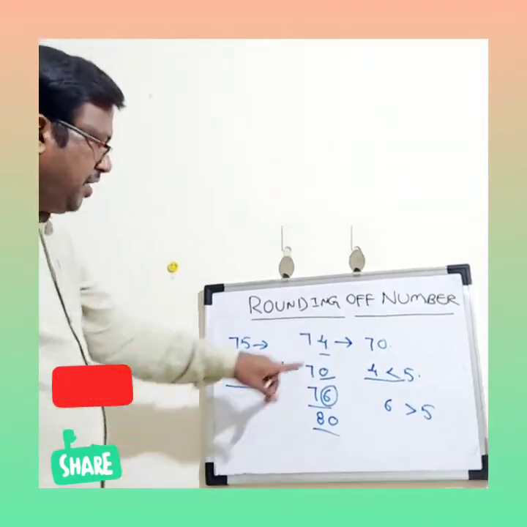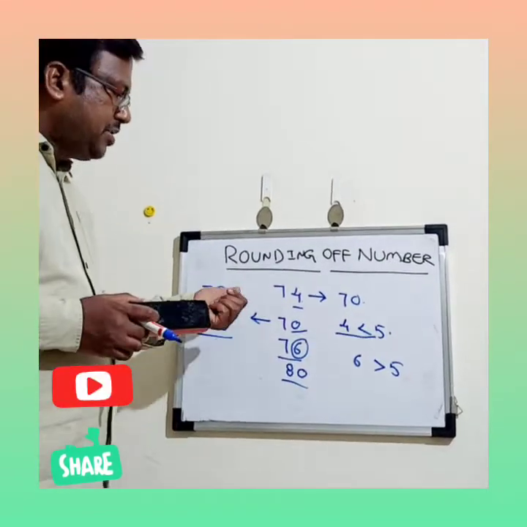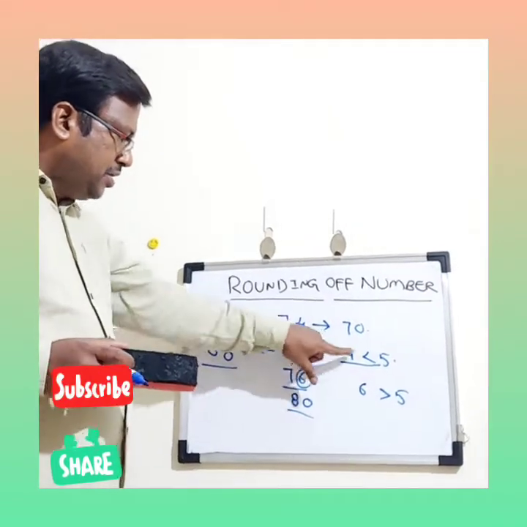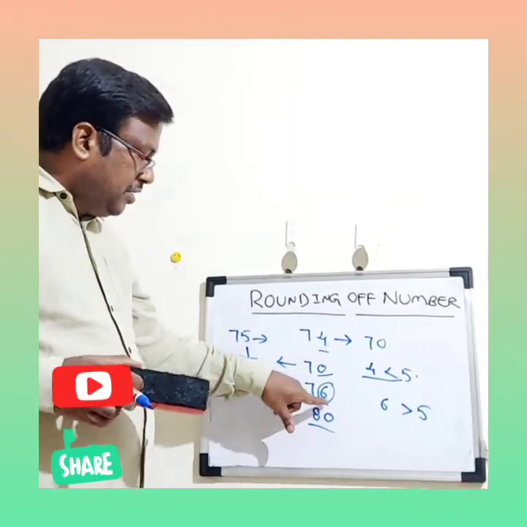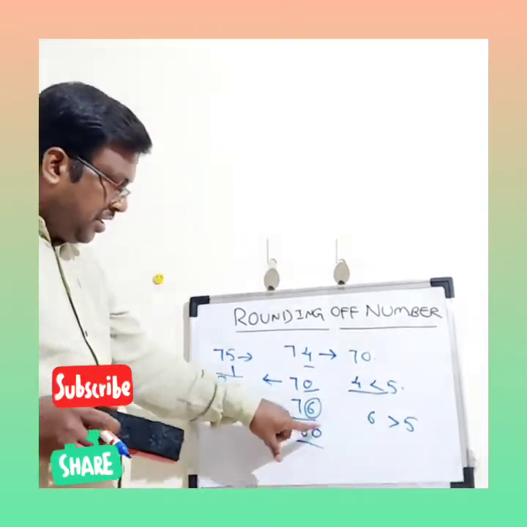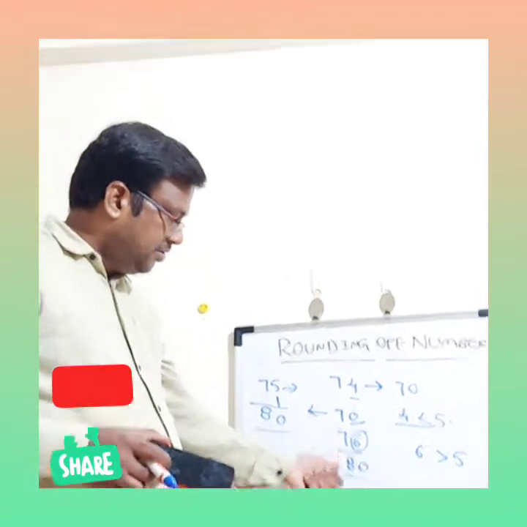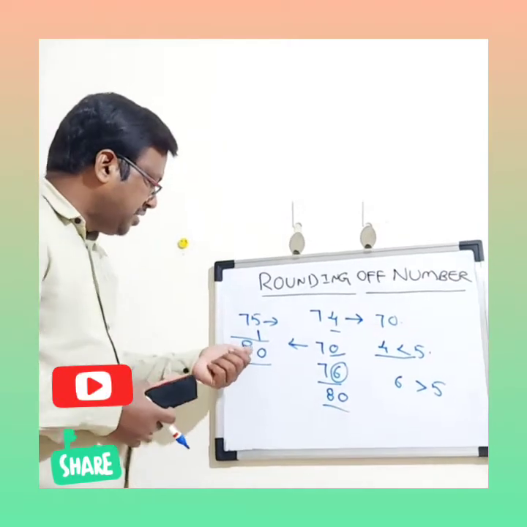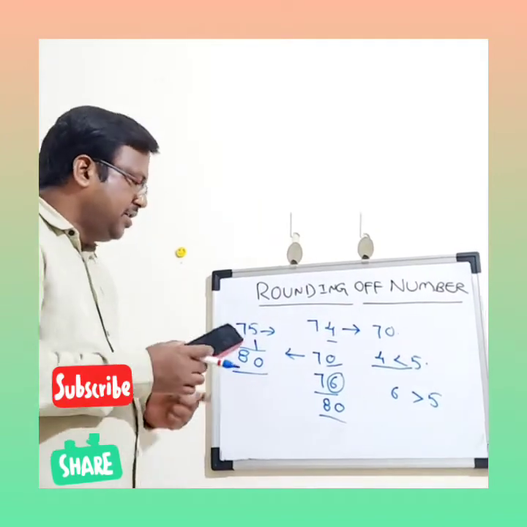So the logic is, when you want to round a number to the nearest tens number, always compare the unit digit position. If it is 4, less than 5, always replace the unit digit position with 0. That is the nearest tens number. If the unit digit is 6, greater than 5, replace the unit digit with 0 and add 1 to the tens digit, and the number will be 80. When the unit digit position is equal to 5, also replace 5 with 0 and add 1 to the tens digit, that is 80. These are the logics.